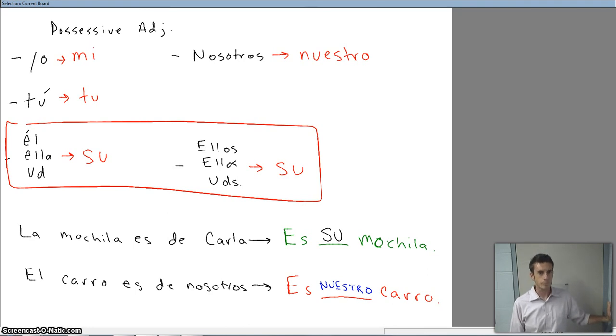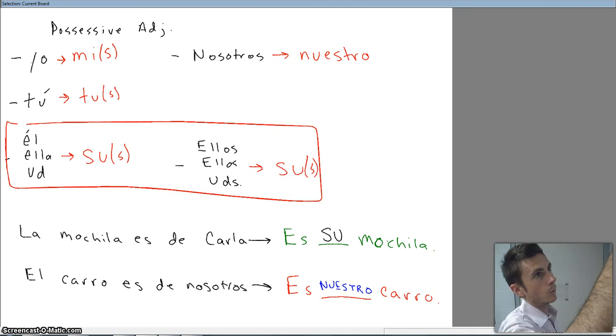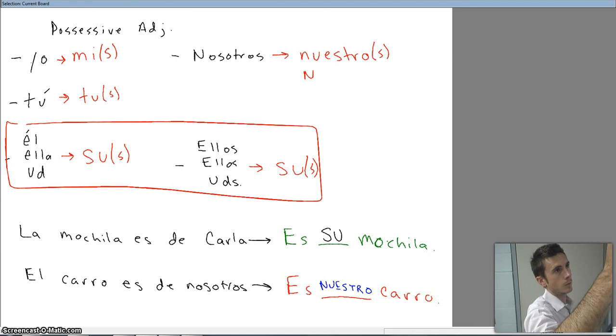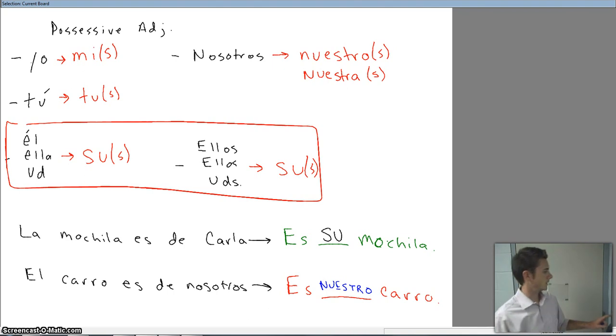All right? Let's give you a little bit more information about these possessive adjectives. They can also reflect number. They can all reflect number, but one of them can reflect gender and number, and that would be nuestra. Okay, I'll give you specific examples of those as well. Hopefully you've got these written down. If not, pause it and write them down.